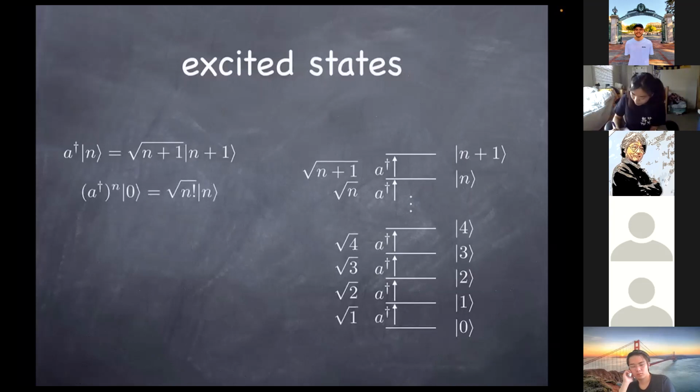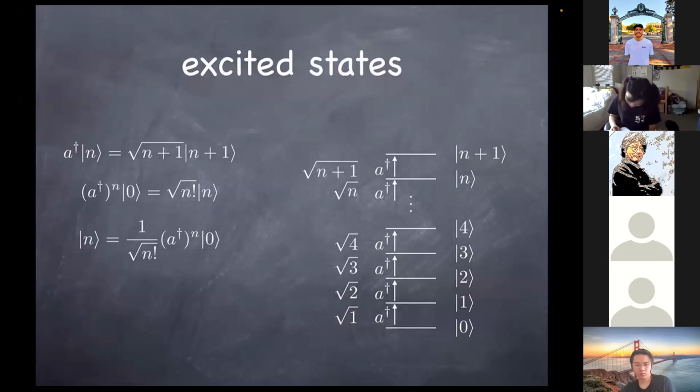So you can then define the norm of the state after acting the raising operator n times, because you multiply all these factors together, and that just gives you the factorial and the square root of that. So that defines the properly normalized excited state n as 1 over square root n factorial after raising the ground state n times using this raising operator. And you can also verify that lowering a state gives you the proper normalization as well. So now you know everything about the Hilbert space.